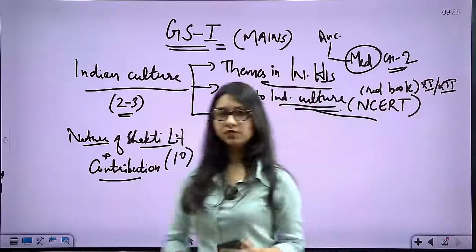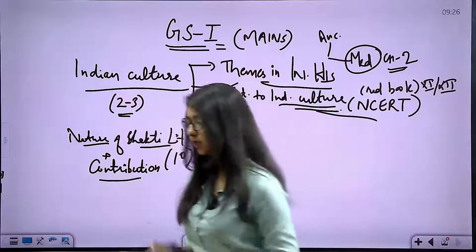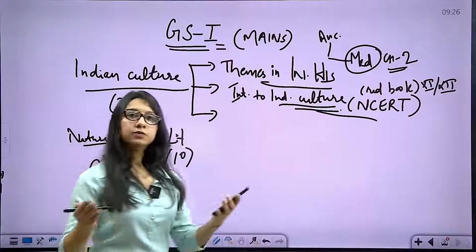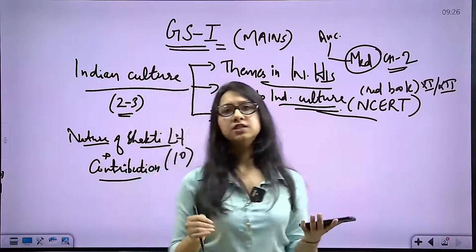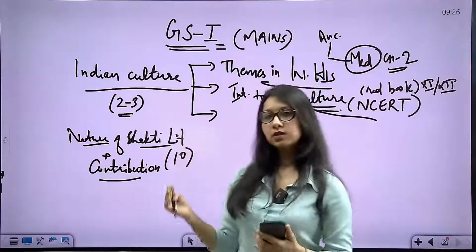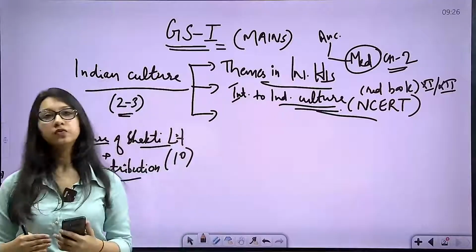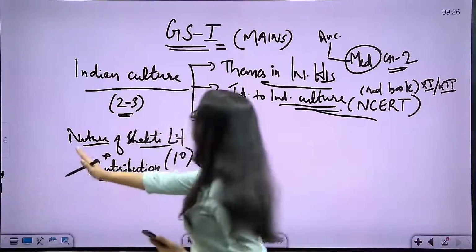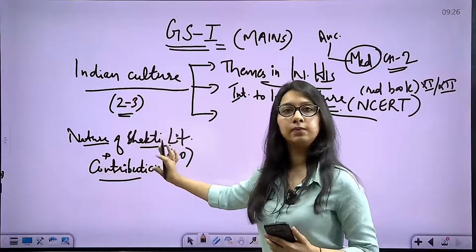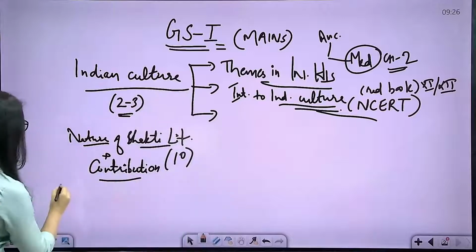This chapter deals very nicely with the entire Bhakti and Sufi movement, and especially it focuses on the literature part. The Bhakti movement, as you all know, was a state-wise phenomenon. There were Bhakti saints associated with different states and different regional languages, and they came out with different kinds of literature. So when they ask you the nature of Bhakti literature, what kind of literature was there? You have to give examples.